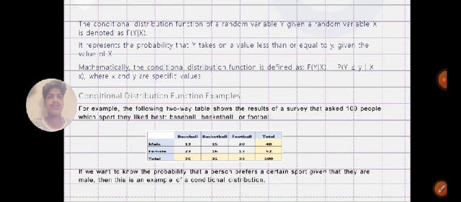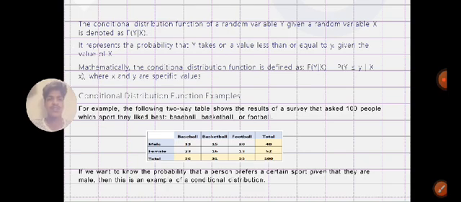The conditional distribution function of a random variable Y given a random variable X is denoted as F of y by x. It represents the probability that Y takes on a value less than or equal to y given the value of X. Mathematically, the conditional distribution function is defined as F of y by x equals P of Y less than or equal to y by X equals x, where x and y are specific values.